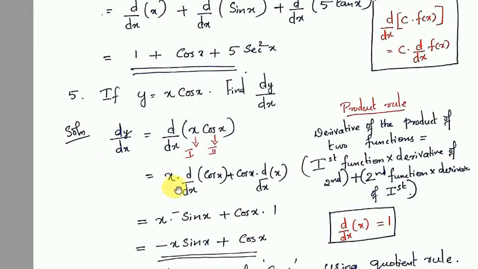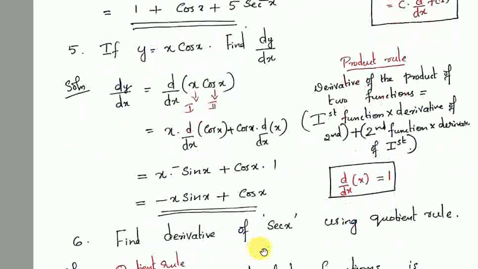So first function into derivative of second function is x cos x, plus second function cos x into derivative of first function x. What is the derivative of cos x? Minus sin x. What is the derivative of x? 1. So the answer is x into minus sin x plus cos x into 1. That is minus x sin x plus cos x.